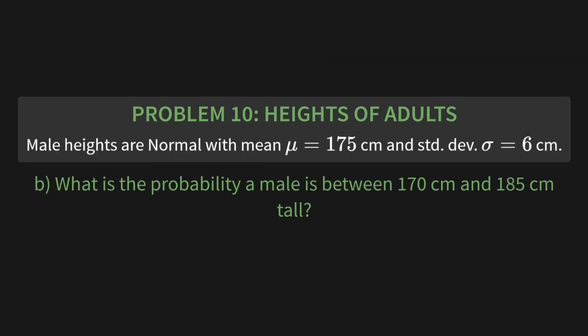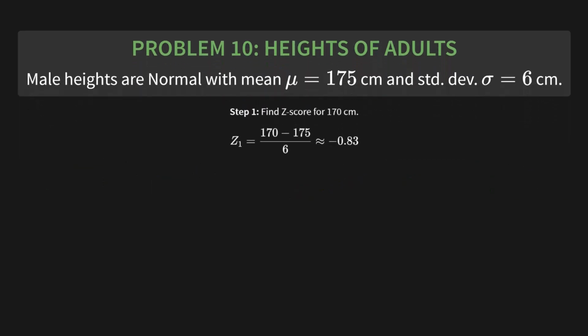Male heights are normal with a mean, mu, of 175 centimeters and a standard deviation, sigma, of 6 centimeters. What is the probability a male is between 170 centimeters and 185 centimeters tall? Let's walk through this together, step by step.